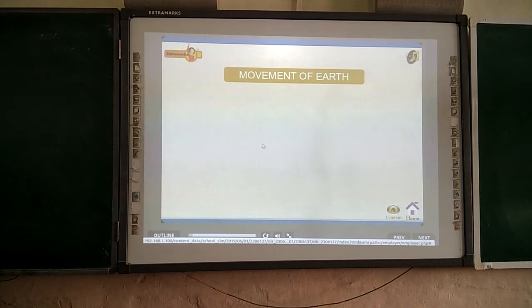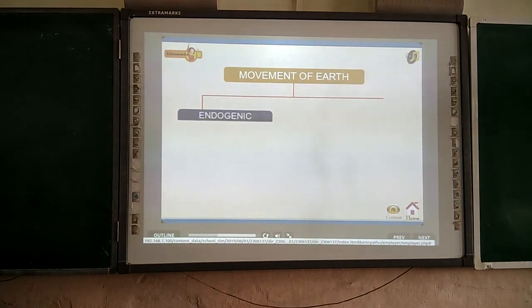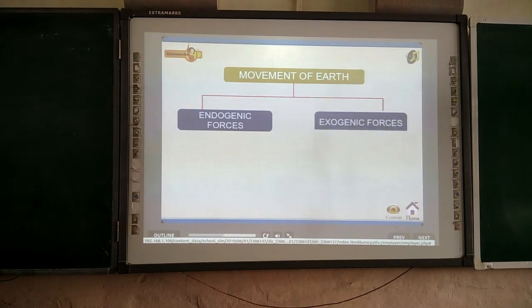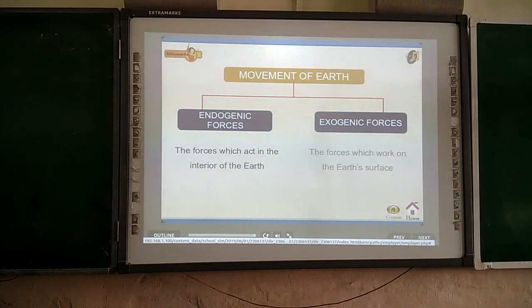The earth movements are divided on the basis of the forces which cause them. These forces are of 2 types: endogenic forces and exogenic forces. Endogenic forces are the forces which act in the interior of the earth. Exogenic forces are the forces which work on the surface of the earth. We shall study each of these forces separately.